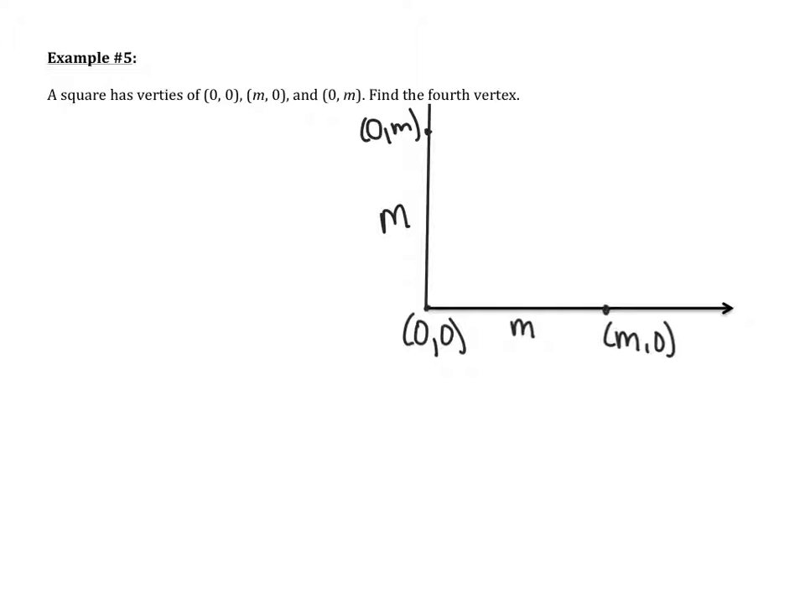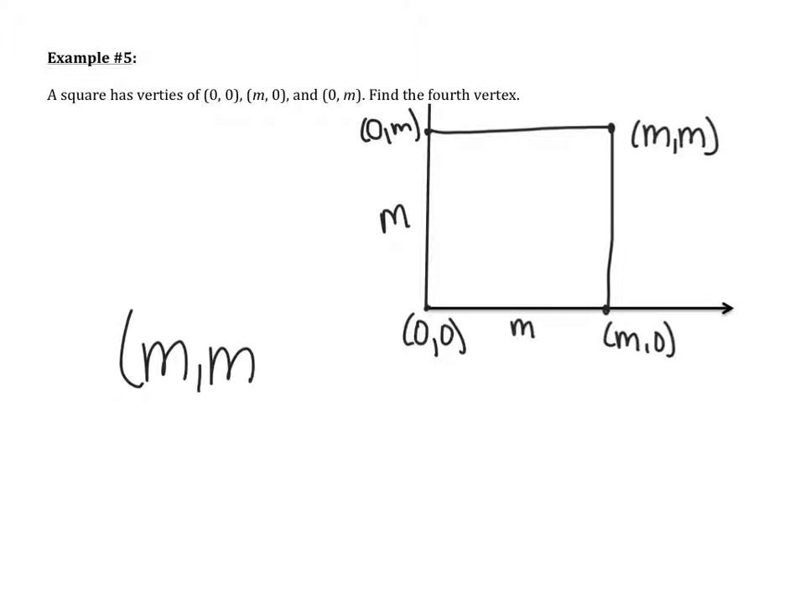So if I'm trying to find that fourth point, which would be somewhere out here, I'd have to go M units this way and M units up that way. So therefore, the fourth coordinate would be (M, M), which would give me a nice square from here to here, just like that. So again, it asked me to find the fourth vertex. So the fourth vertex would be (M, M).